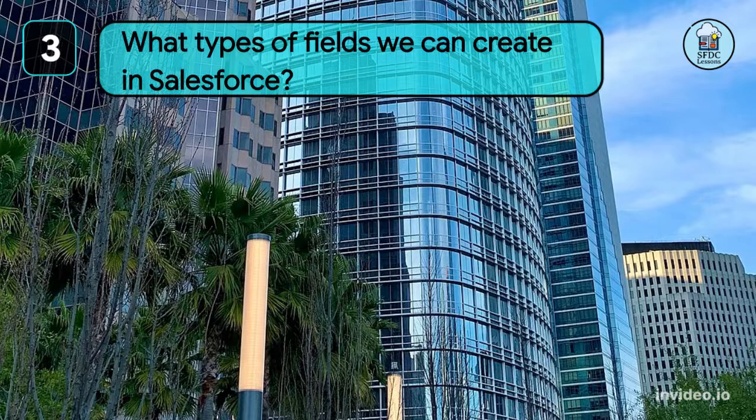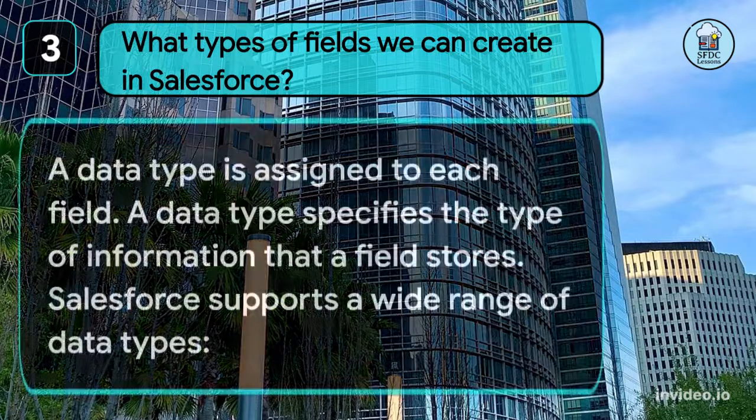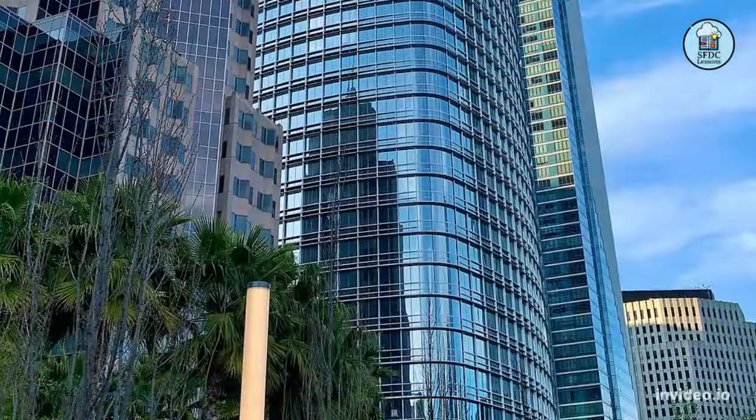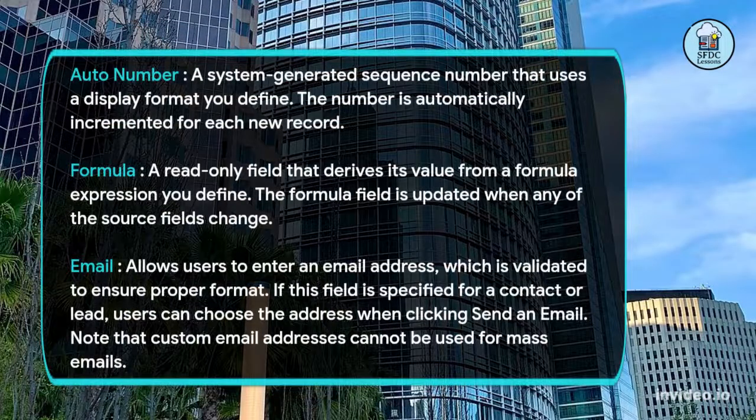What types of fields can we create in Salesforce? A data type specifies the type of information that a field stores. Salesforce supports a wide range of data types. Here are some examples of common data types. Auto number, a system-generated sequence number that uses a display format you define. The number is automatically incremented for each new record.